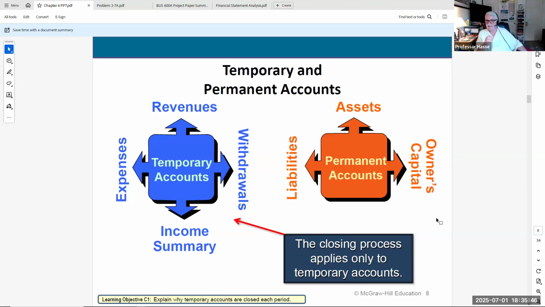Asset accounts, liability accounts, and owner's equity accounts, like common stock, are permanent accounts. They do not close. They go on as long as the company is in operation. You do not close those accounts. You only close revenue and expense accounts. If it's a proprietorship, withdrawals. If it's a company, dividends.